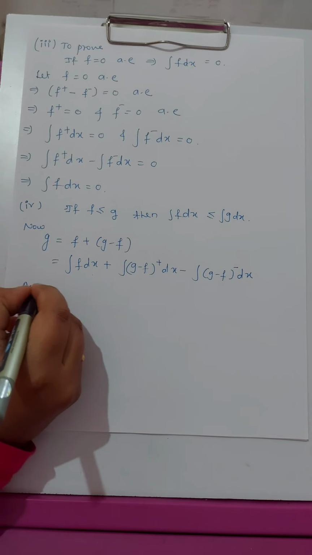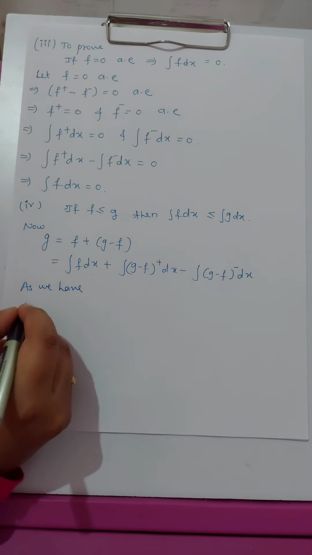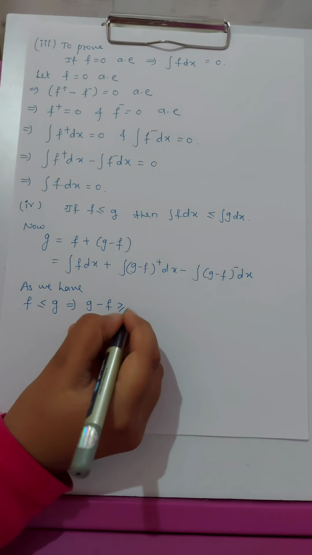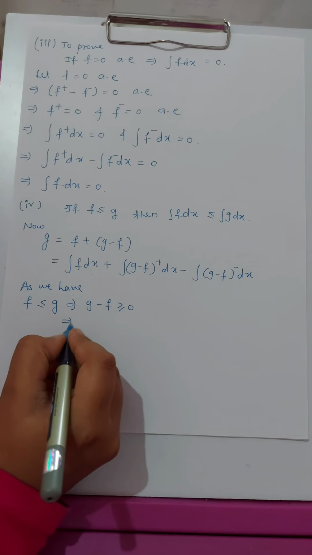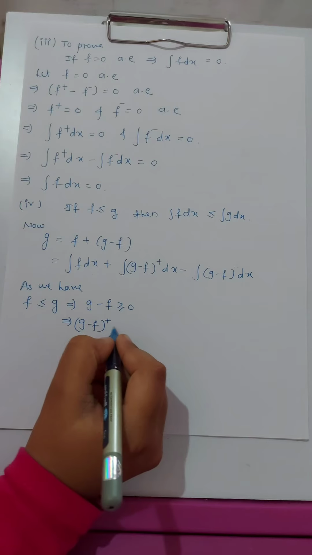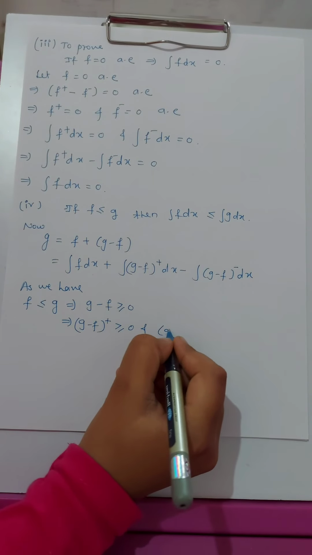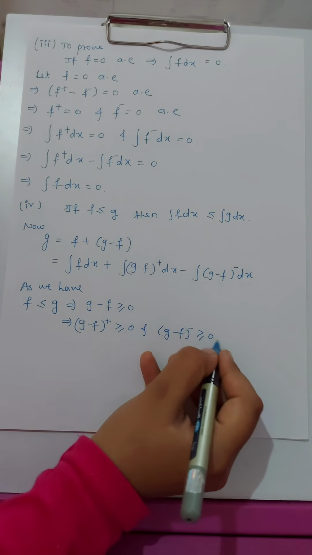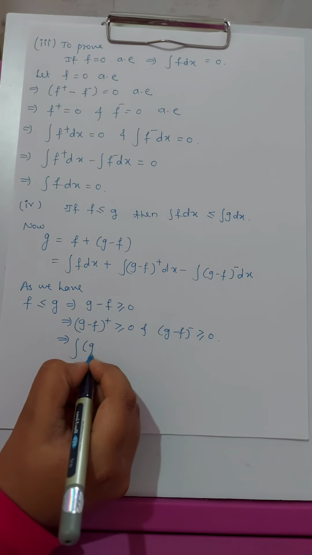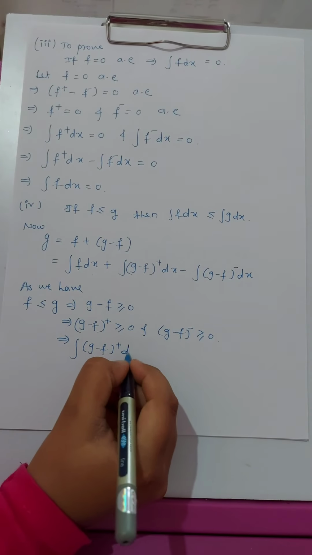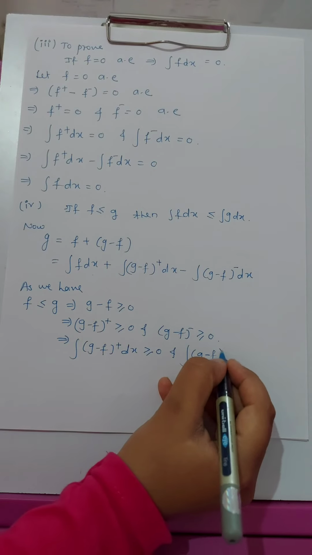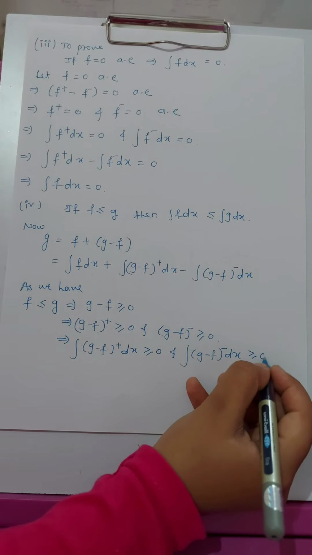So now as we have f less than or equal to g, this implies g minus f is greater than or equal to 0. So this implies that the positive part of g minus f is greater than or equal to 0 and also the negative part of this function is greater than or equal to 0. So again this implies that the integration of (g minus f) plus dx is greater than or equal to 0 and the integration of (g minus f) minus dx is greater than or equal to 0.